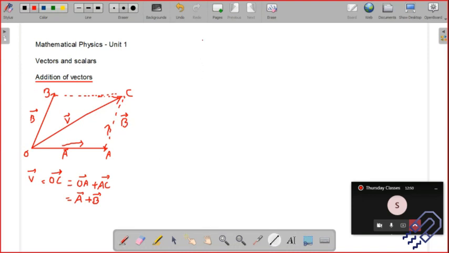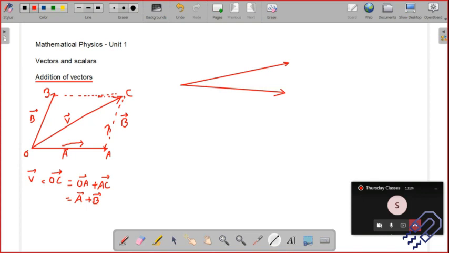Because this is something which you might have studied before. Maybe I can give this. So maybe this is your A. I'll just give some random directions here, and maybe this is your B. And then I have, let's say, a C.